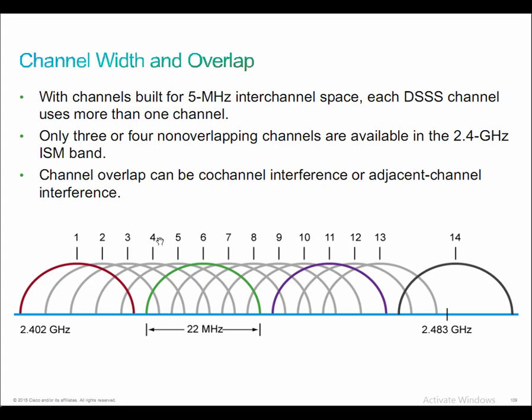Any attempt to use channels that are closer to each other is going to result in something called co-channel interference. Non-overlapping channels need to be separated by at least 25 megahertz at the center frequency or by 5 channel bands so we don't have that overlap. In Europe, as many as 4 channels, 1, 5, 9, and 13 can be used as long as we're using OFDM. Remember, OFDM only makes use of 20 megahertz of that 22 megahertz wide channel.